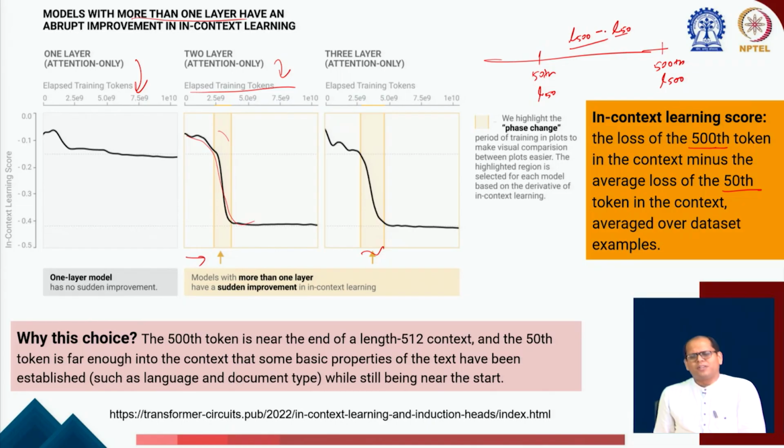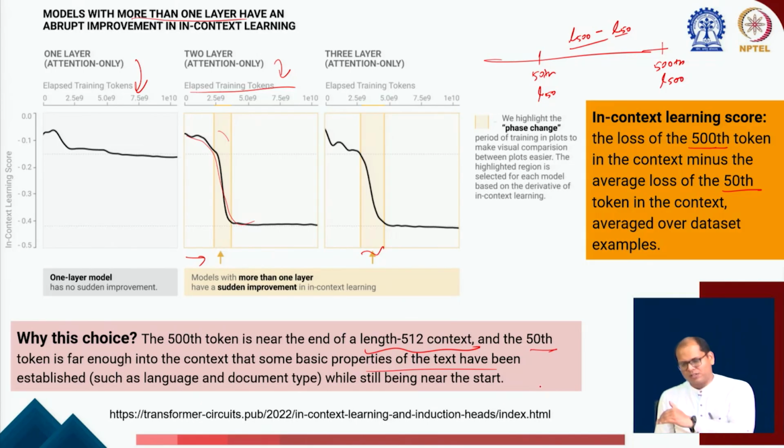Typically the loss for the 500th token may be higher than for the 50th token, because it is much farther along. But what they found is that this difference is decreasing, and a decreasing difference is what you want, so we are able to predict well for a large context. Why did they do that? Because the choice of the 500th token was arbitrary; they showed they can vary this and it does not change too much. This is near the end of the 512-length context, and the 50th token is far enough that it has seen the title, the initial instruction, and some basic properties of text.